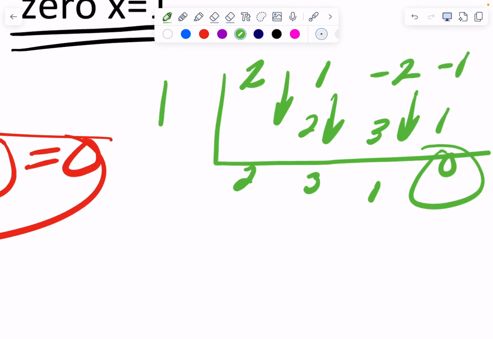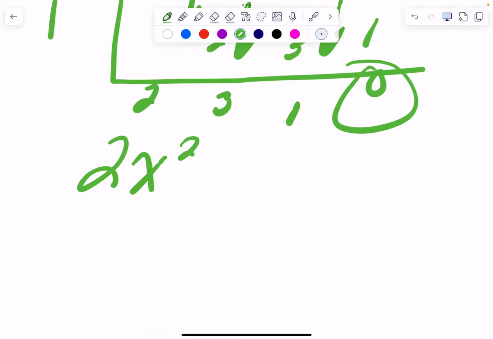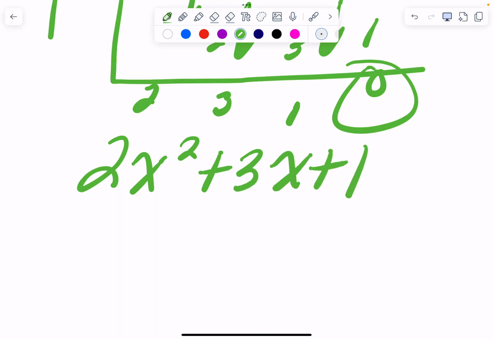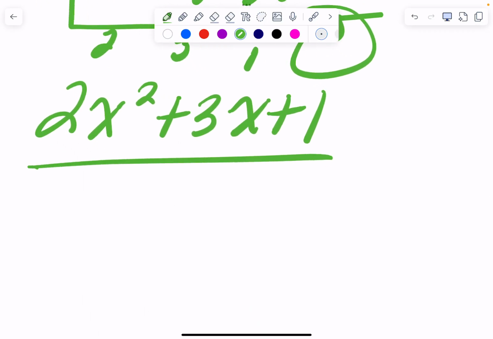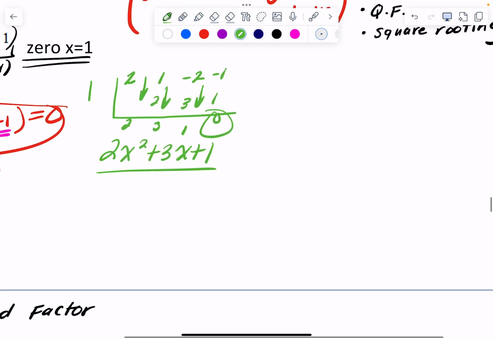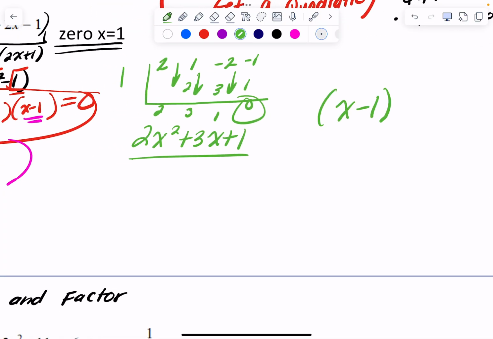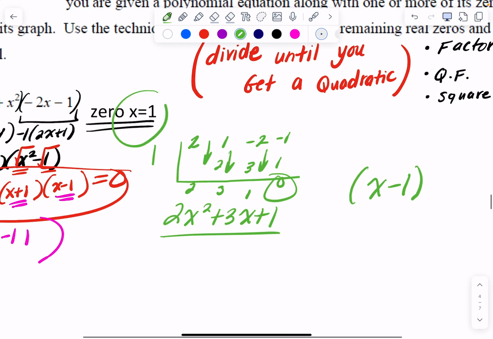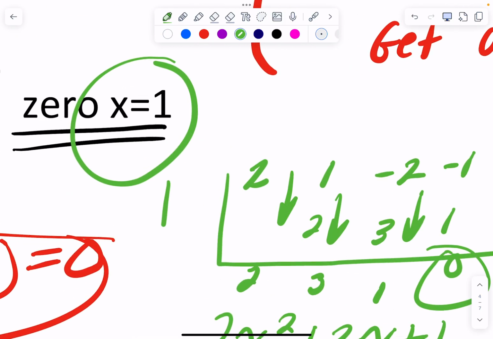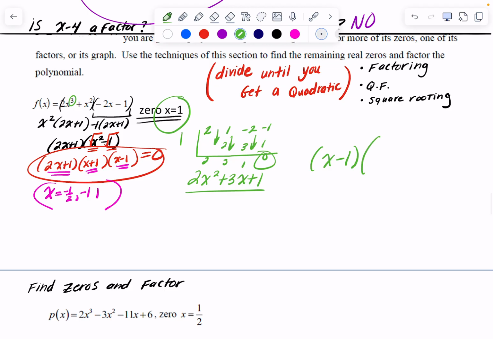Watch. 2x squared plus 3x plus 1. Now you'd say, well, okay, currently I have this factor. I have an x minus 1. How do I know I have a factor x minus 1? X equals 1. So you'd work backwards, yeah? Okay. And then you would say, and currently I have 2x squared plus 3x plus 1.